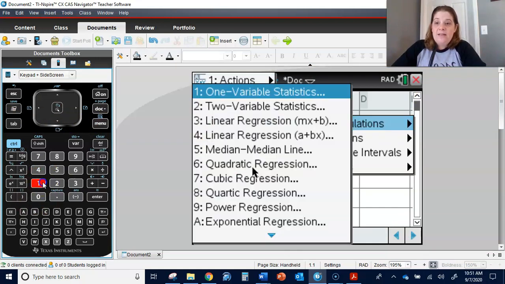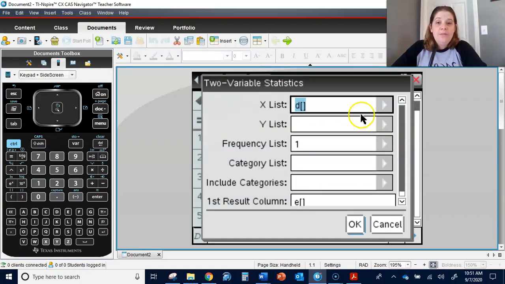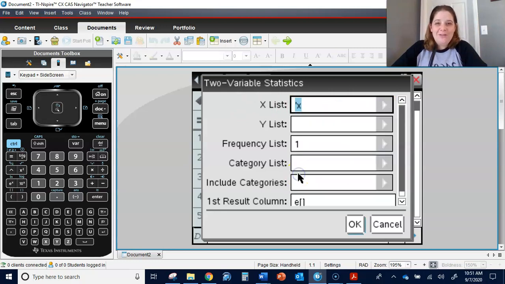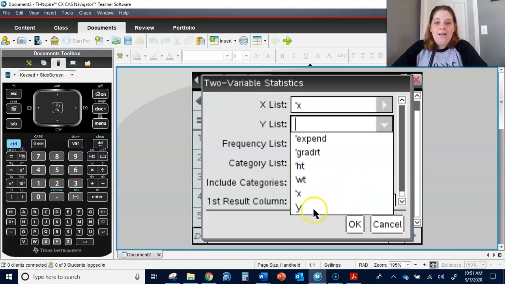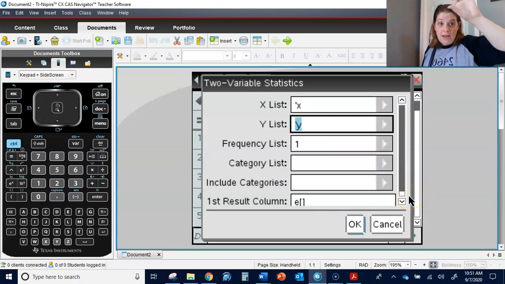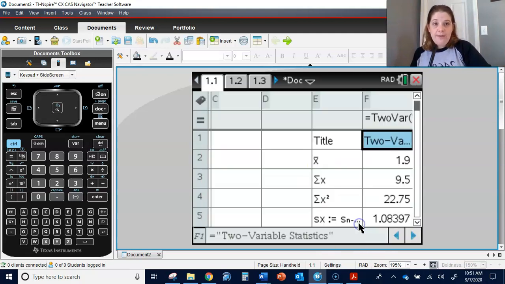Menu, Statistics, Stat Calculations. And the one that I want is number 2, which is 2 variable statistics, because I have 2 variables. It's going to ask me, what's my X list? Now I have a lot of things in here right now, so I'm going to say X, and my Y list is Y because of the way that I named those. I labeled my X, X, and my Y, Y, and I'm going to drop those in. Just like before, we're going to ignore the frequency list, category list, etc. I'm going to click OK.